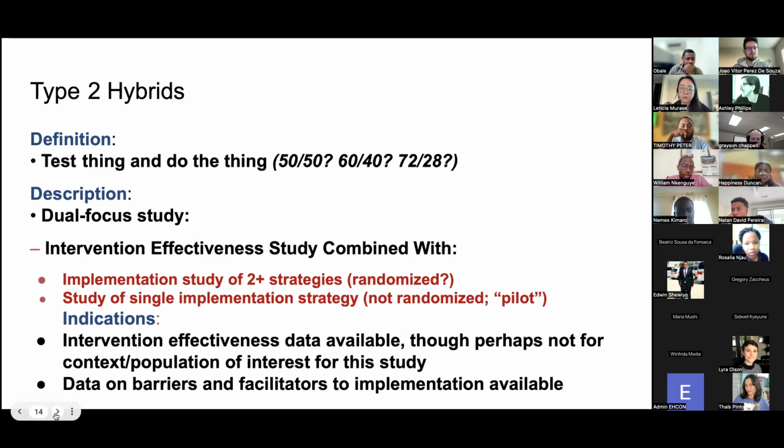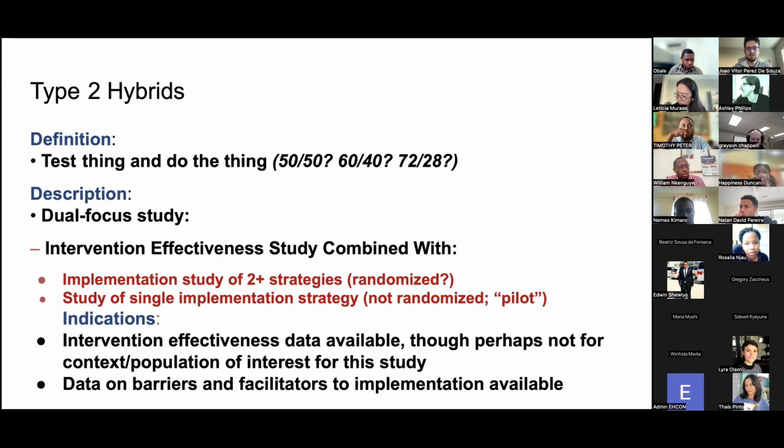And type 2 designs are mainly indicated when intervention effectiveness data is available, though perhaps not for the context. And I would say maybe our PPK would fall under this design in its early phases. I don't know, maybe Ashley will comment on that at the end. But basically, in type 2 hybrids, intervention effectiveness data exists, though maybe not for the context. And the context, I mean the environment.